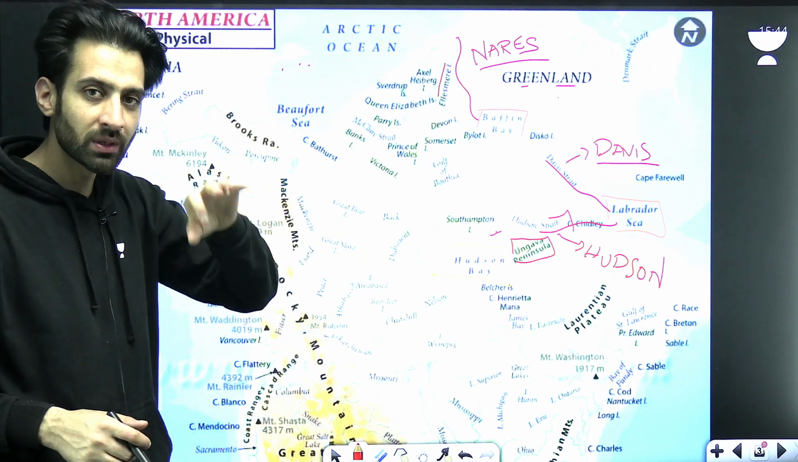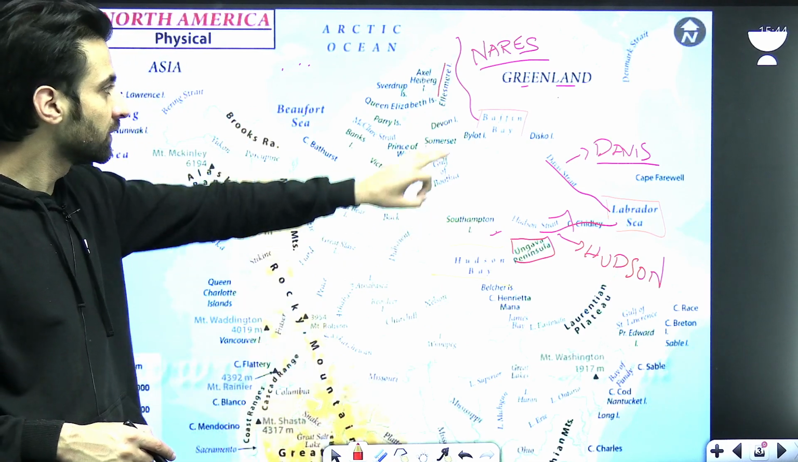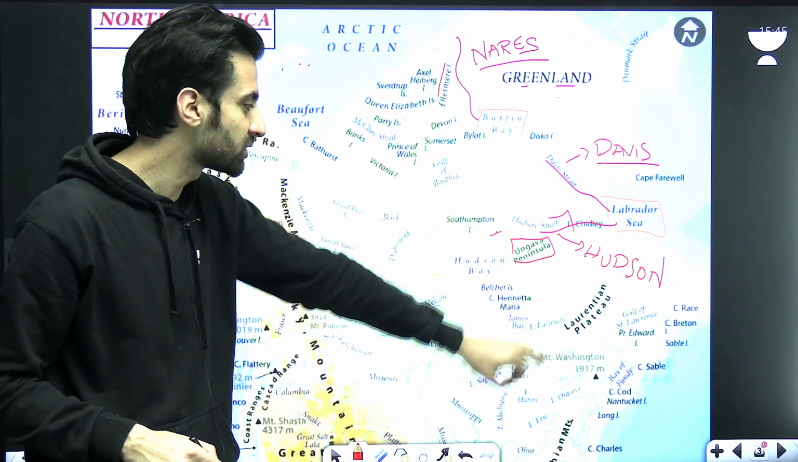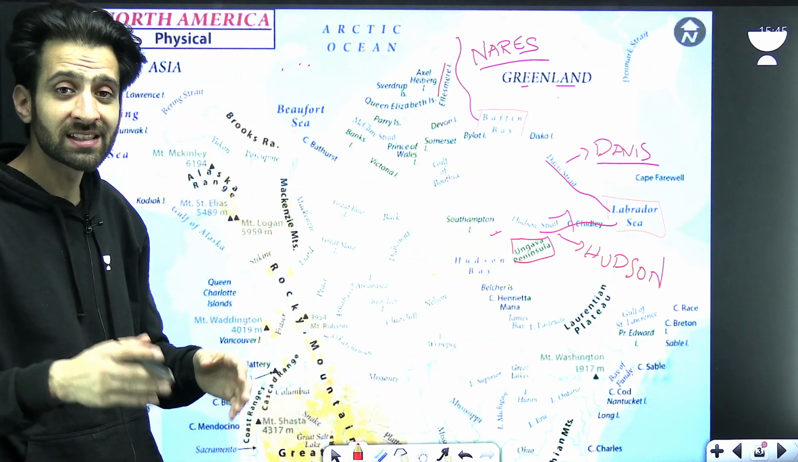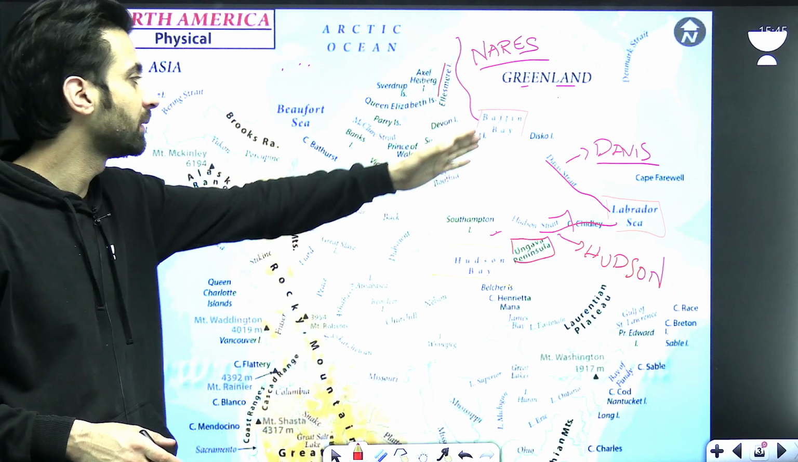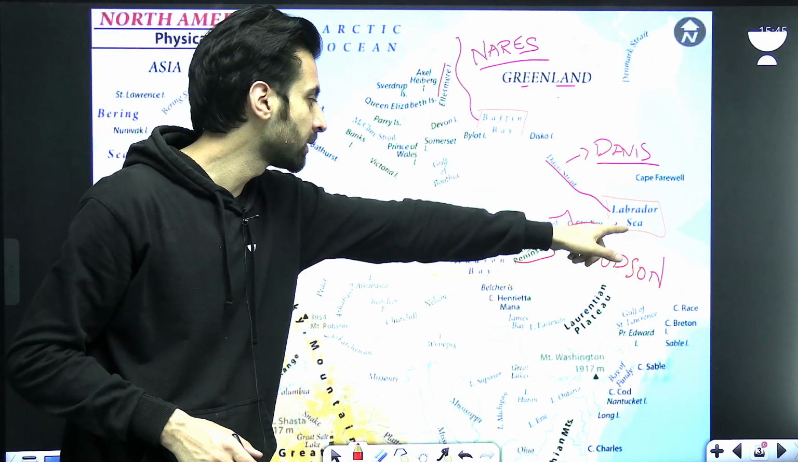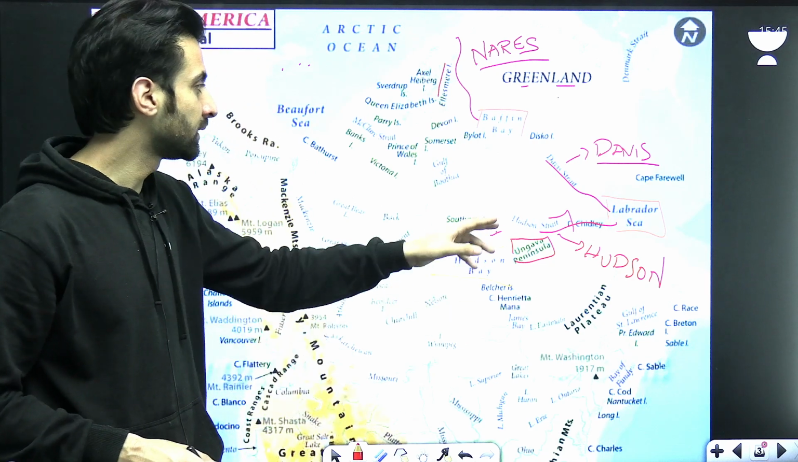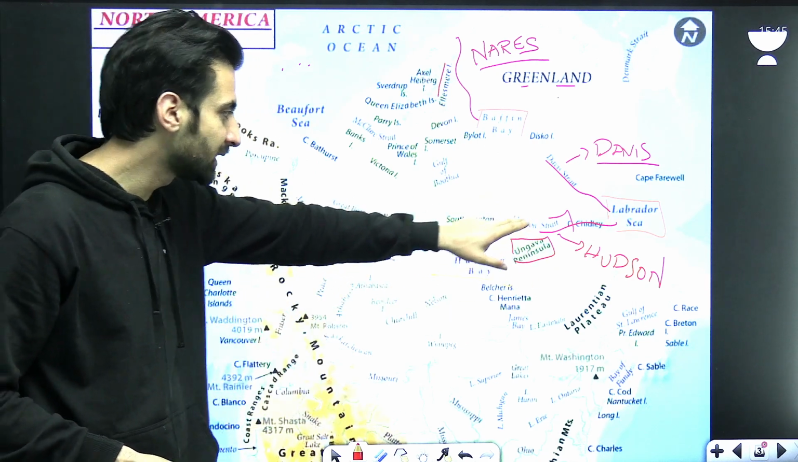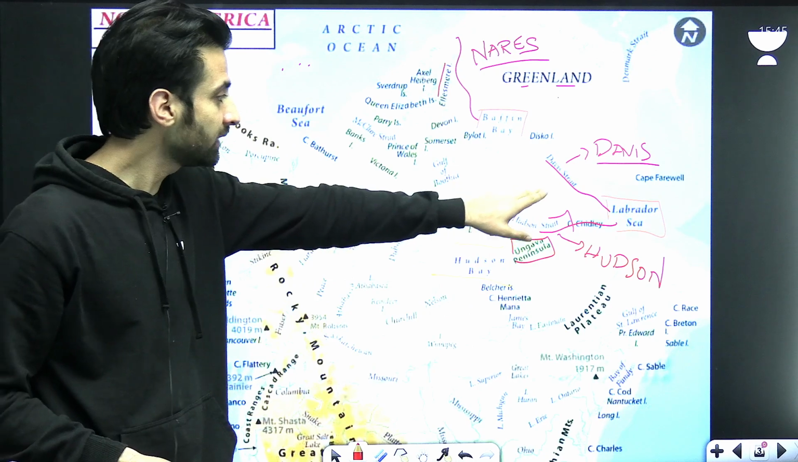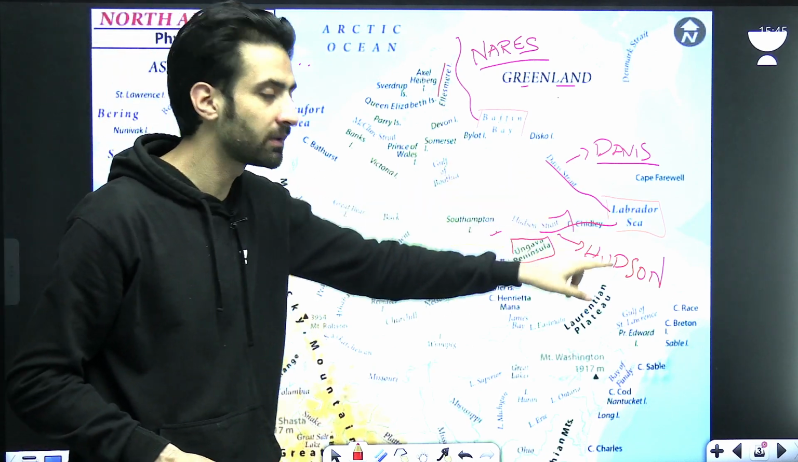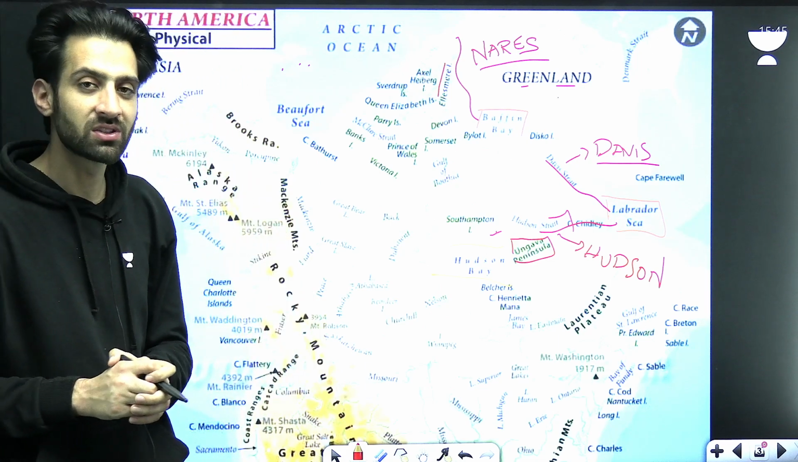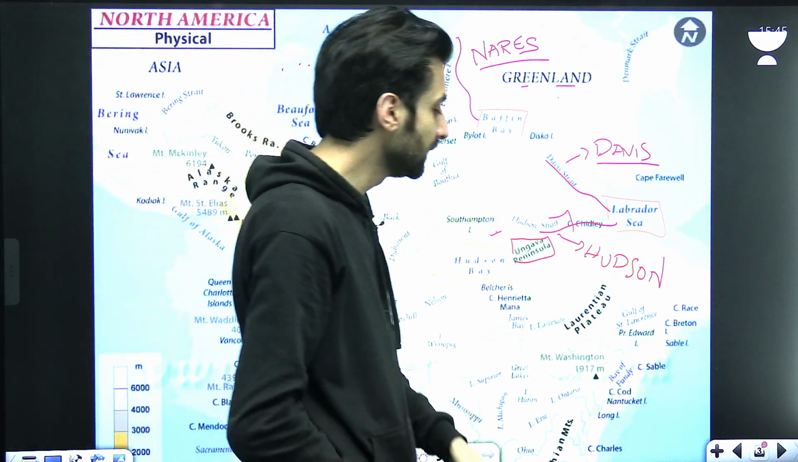So I hope you understood the 3 straits that I have mentioned. First was Nares, then Davis, and then Hudson. And you know the water bodies they are connecting. First, Nares connects the Arctic with Baffin Bay. Then Davis connects Baffin Bay with the Labrador Sea. And Hudson Strait is connecting the Labrador Sea with Hudson Bay. I hope you understood these 3 straits that are associated with Canada.